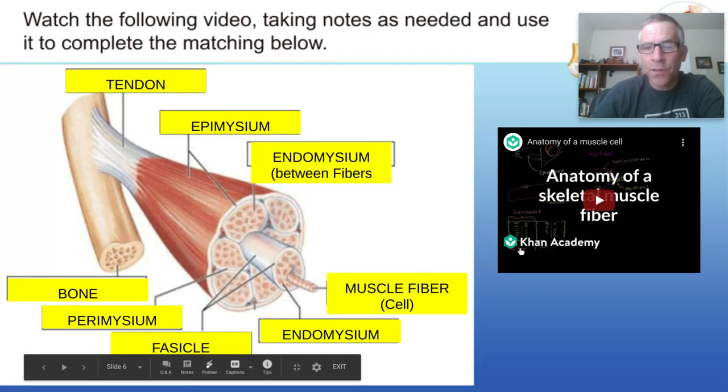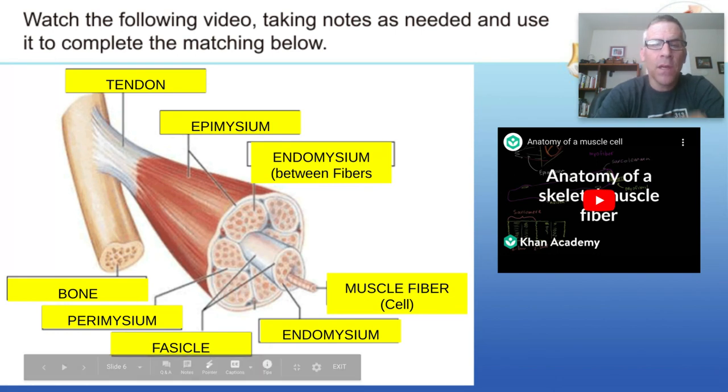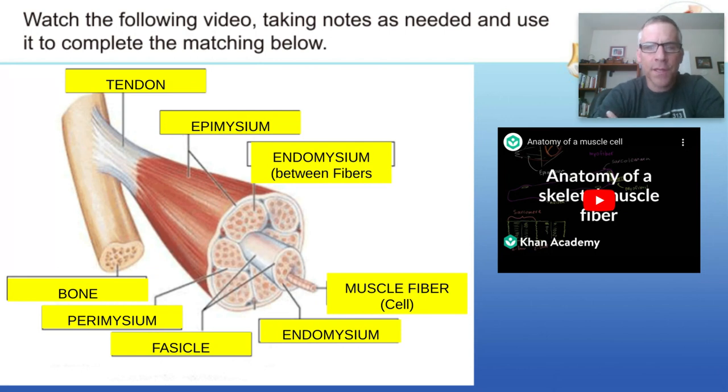Another video here to watch in regard to the anatomy of a muscle cell. I've also posted this document, and you can open it and move these off and back on, and just do your own practice of matching.